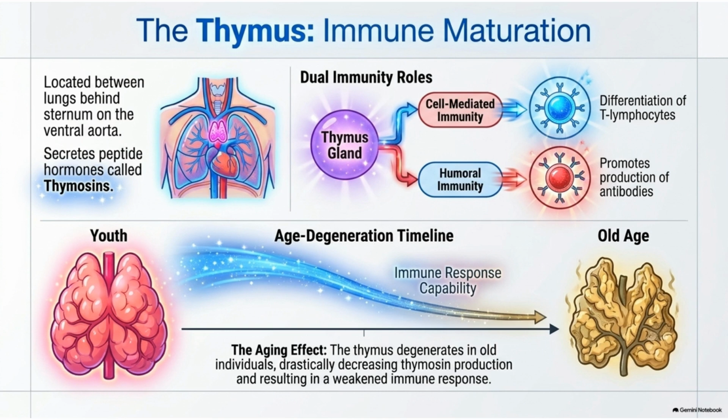T lymphocytes provide cell-mediated immunity. Thymosins also induce production of antibodies by B lymphocytes. The thymus degenerates in old individuals, hence old people have weaker immunity.